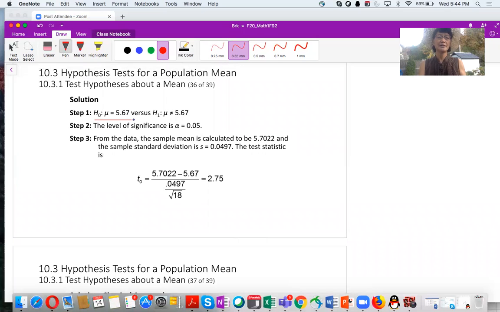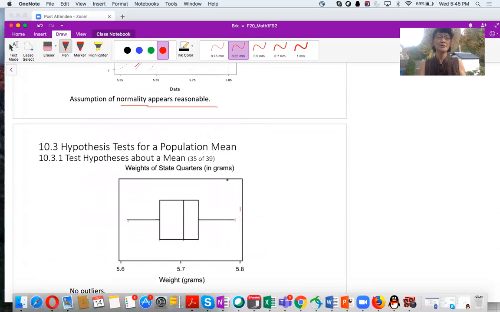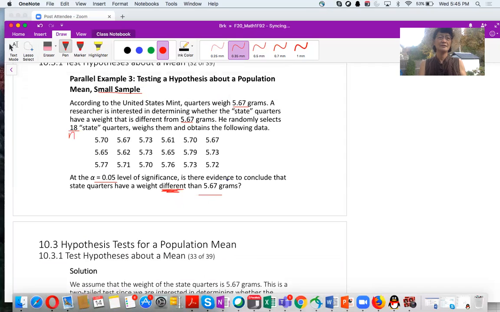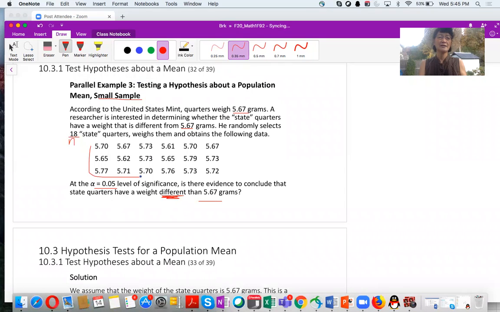Step 1, state the null hypothesis, mu 0 equal to 5.67. Alternative hypothesis, mu not equal to 5.67. Step 2, level of significance. Step 3, calculate test statistic. How do you know X bar? You go to the original raw data. Punch in those data in Excel or your calculator to find X bar. Not only X bar, you can also find standard deviation.